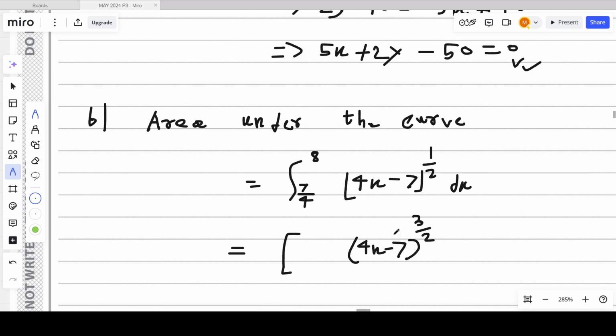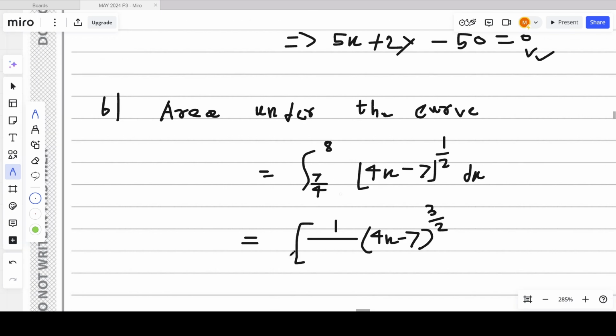Then use this new power to divide the coefficient. So what would this be? It will be 1 over 3/2. The coefficient was 1. And then differentiate the part within the bracket. This is 4x minus 7. So the derivative of 4x minus 7 is what? 4. And use this derivative to divide the coefficient. So this will be 4. Okay, just the opposite of the chain rule.